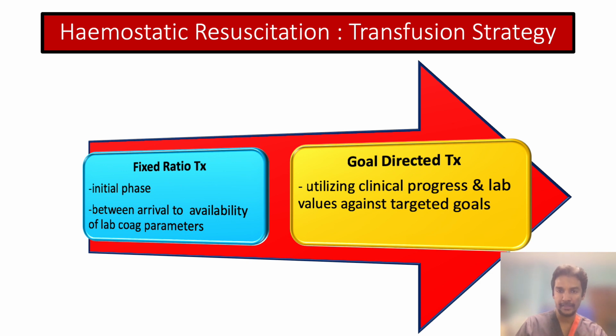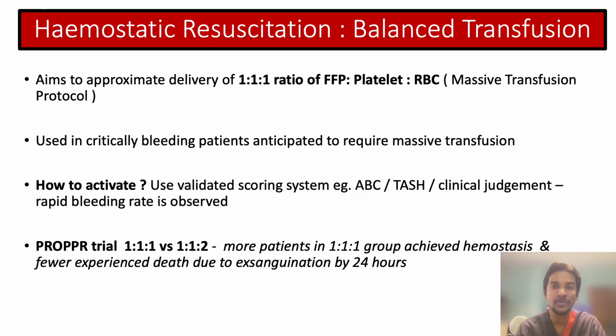By doing this, we can provide a more accurate or precise treatment, can save blood products, and might also improve survival of the patient. Fixed ratio transfusion is also known as balanced transfusion. It aims to approximate the delivery of blood components in a 1-to-1 ratio of plasma, platelet, and also RBC. It is usually activated through a protocol known as massive transfusion protocol.